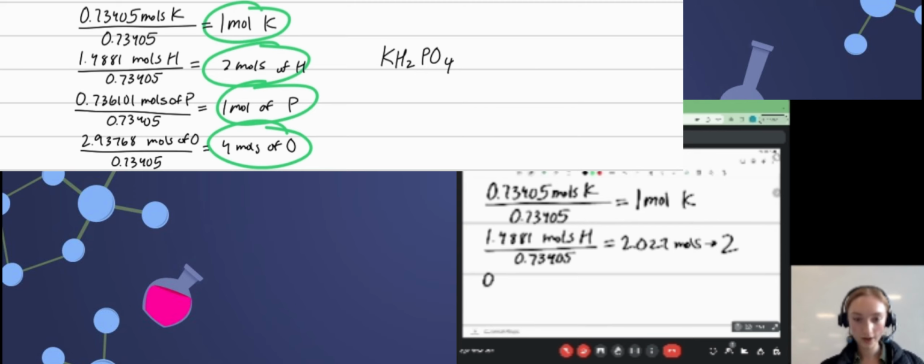So the next one is 0.73610 moles of phosphorus divided by that value.